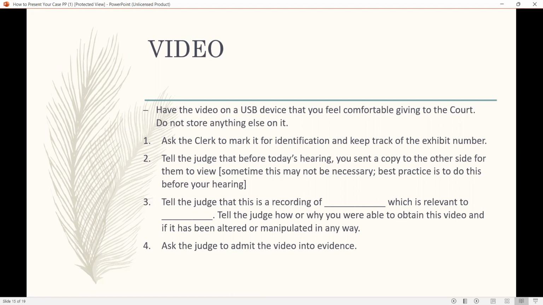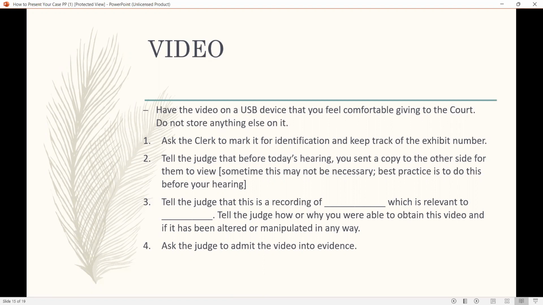The judge will turn to the other side, and this is why having the other side view the video beforehand is important, because the judge will ask the other side if they have any objections to the video, and if they've never seen it, then they won't know. So you want to ask the judge to admit the video into evidence.